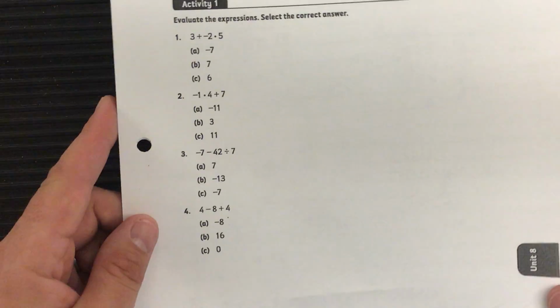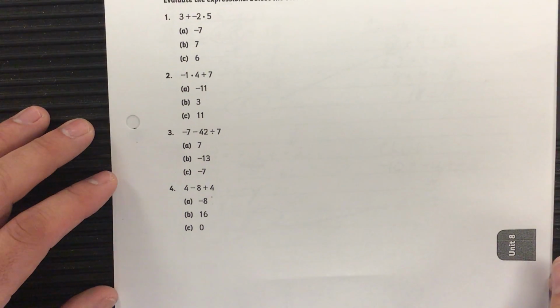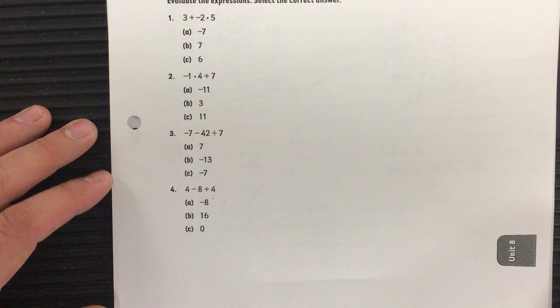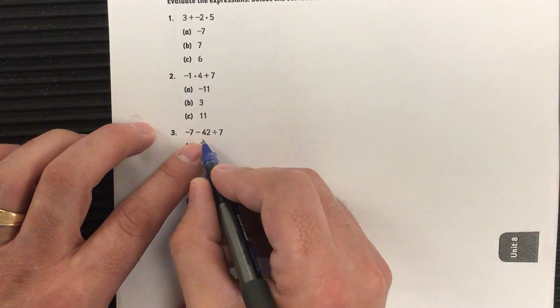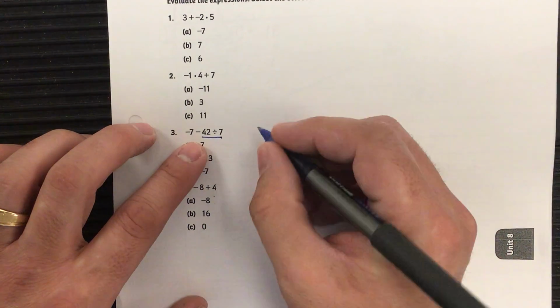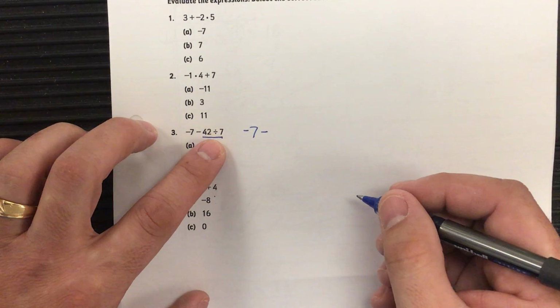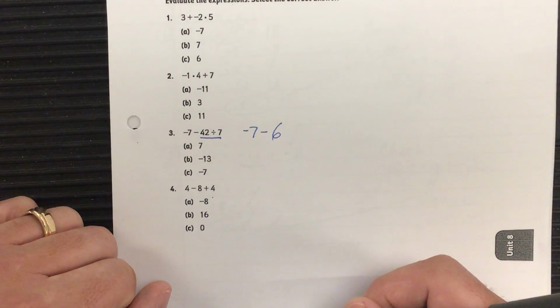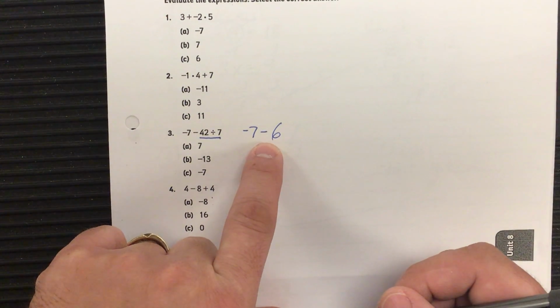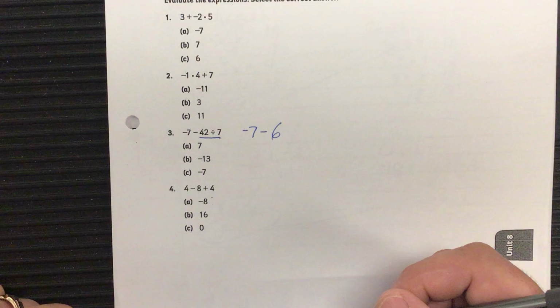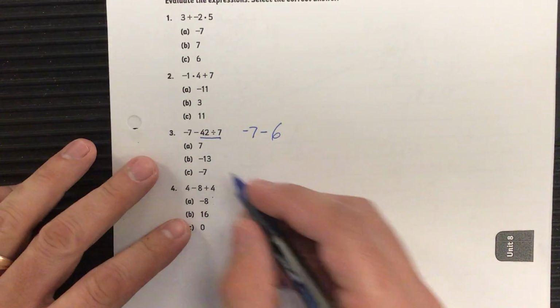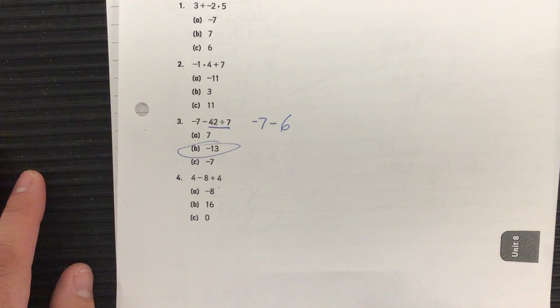All right, the other worksheet here, 305. Let's pick one of those to go through, and then I'll give you the other 3 to do. Which one would you like to do? 3. Remember, always multiply and divide, left to right first. So I got to do 42 divided by 7. 6. What's negative 7 minus another 6? Negative 13. Negative 13 is correct.